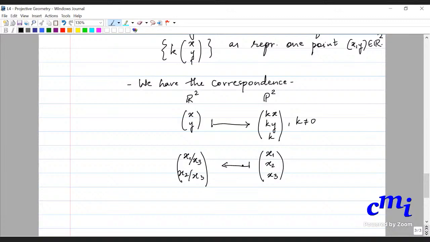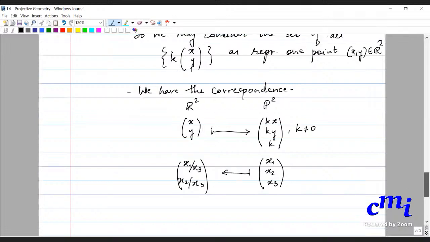Ma'am, so is (1, 1, 0) not an element of P2? Yeah, so that's a very interesting point. Let's come to (1, 1, 0) in a moment. That is the sort of point that we are doing this whole thing for. So we will come to that in a moment.